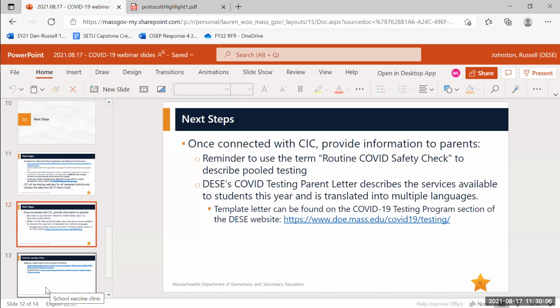And then speaking of next steps, keep in mind that we've got our information ready for parents, and we've got our template letters for you to be able to use, and they are translated into multiple languages. So like I showed you last week, download that letter, and it can be customized. In fact, it has to be customized. You at least have to put in some information, including the link to how the parents can consent to testing.